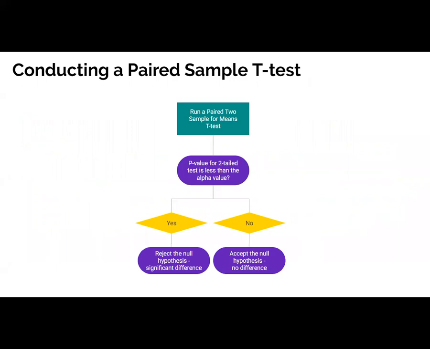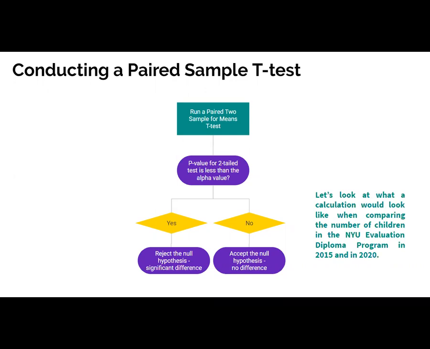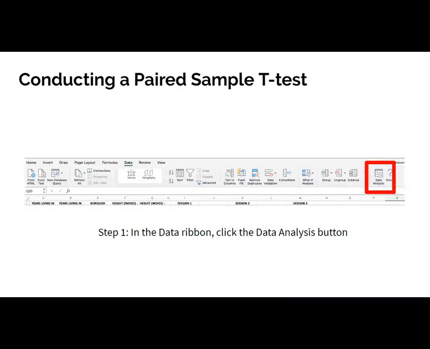We don't have a good example of that. I haven't tested you or found out how many kids you had before and then after, and I assume everybody stayed the same. But a way that we could explore something like that is if we were to look at the number of children in the diploma program between 2015 and 2020. Is there a difference in the 5-year period? So I might take a class from 2015 and compare it to you all. And if I had that data, this is what that would look like.